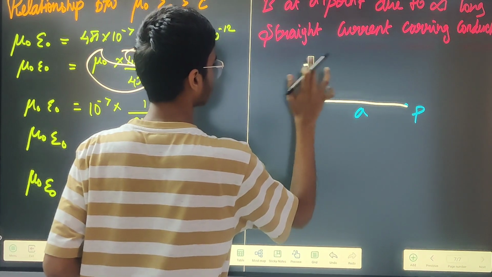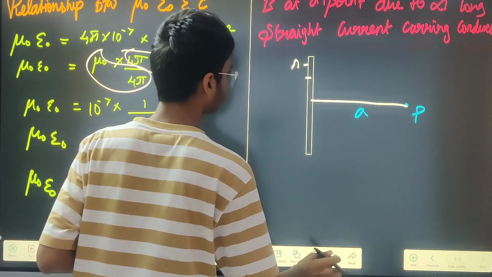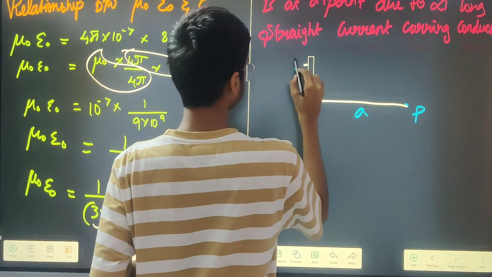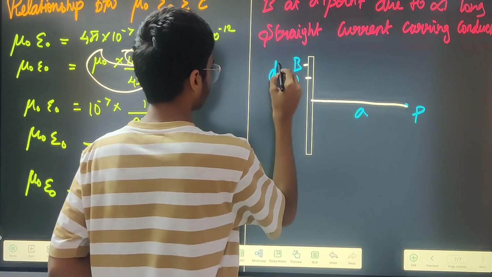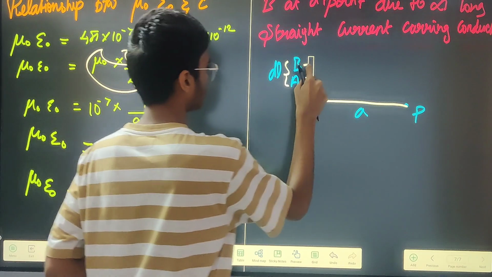So what is this point and this point? I am going to give them as A and B, and this total length is going to be DL.